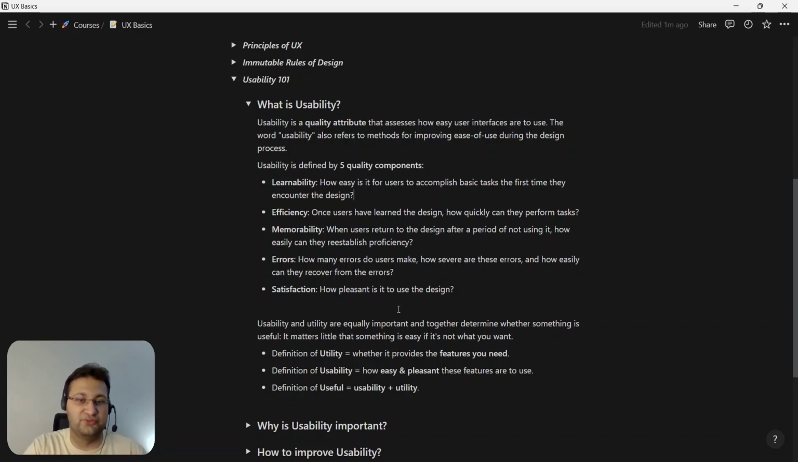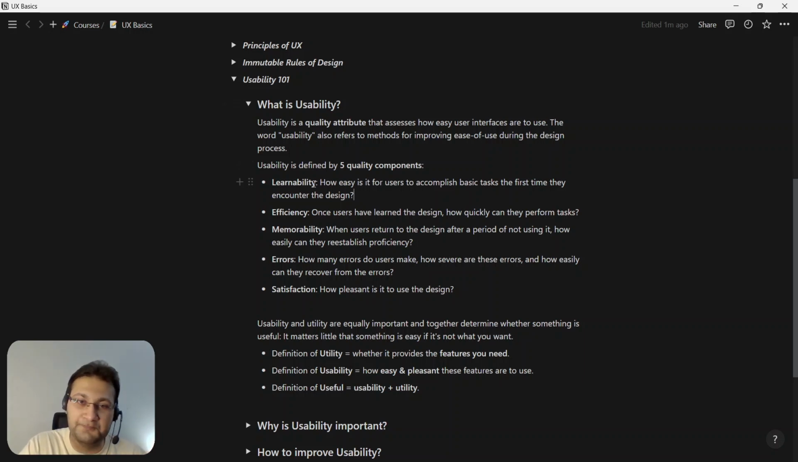usability, and usefulness. So usability is a quality attribute that assesses how easy user interfaces are to use. In one of our earlier videos, we made it pretty clear that usability is a quality attribute of UI design. It's a subset of UX, and it's a quality attribute of user interface or visual design. The word usability also refers to methods for improving ease of use during the design process. So usability is defined by 5 quality components.